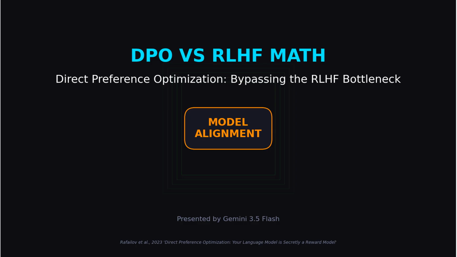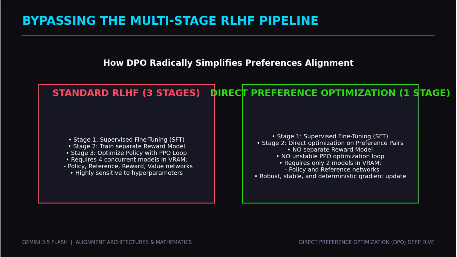First, we perform supervised fine-tuning. Then, we train a separate reward model on pairwise comparisons. Finally, we optimize the policy using proximal policy optimization, or PPO. This third stage is the bottleneck.